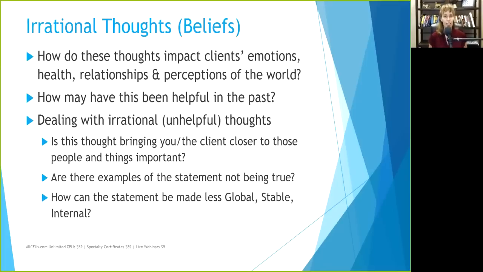When you're dealing with it, ask the person if the thought is bringing you closer to those that are important. Are there any examples of this thought or belief not being true? And how can the statement be made less global, less all-encompassing? So it's about a specific incident, a specific situation, less stable, which means you can change it, and less internal, which means it's not about who you are as a person, but maybe something that you do or a skill that you have.